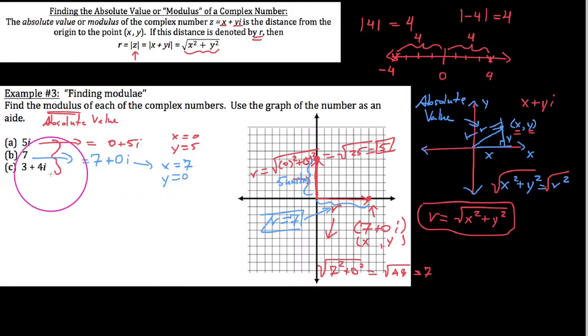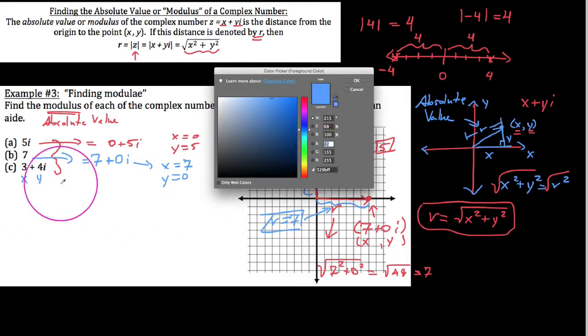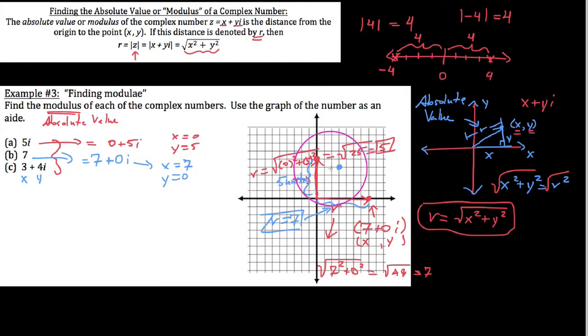And then last but not least, 3 plus 4i. So now we have an x part of 3 and a y part of 4. So we go over 3, 1, 2, 3, up 1, 2, 3, 4. Now, a little bit different this time. Here's our number, and maybe we should do this one in a different color, like green. Here's our 3 plus 4i, and it's this vector right here. What we're interested in is finding r, which is the modulus of this number. So we'd have the square root of 3 squared plus 4 squared, which is the square root of 9 plus 16, which is the square root of 25. We could reduce this down to 5. So r equals 5, and it's 5 units away from the origin.